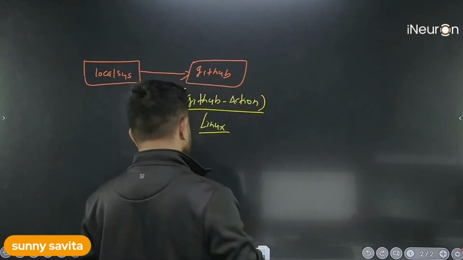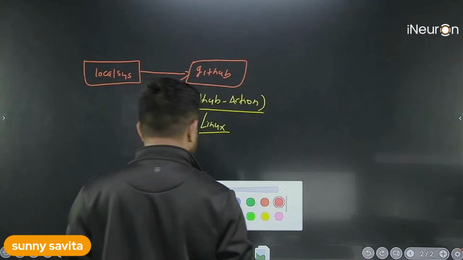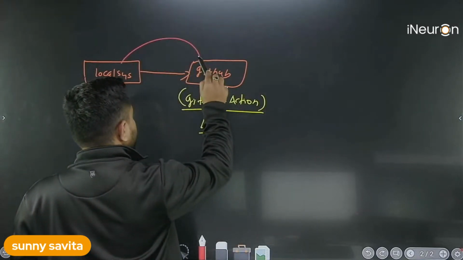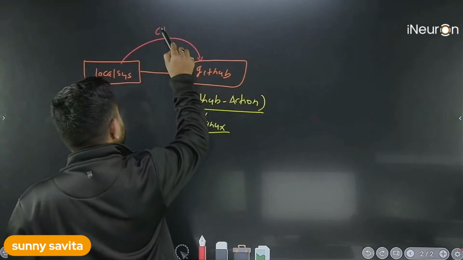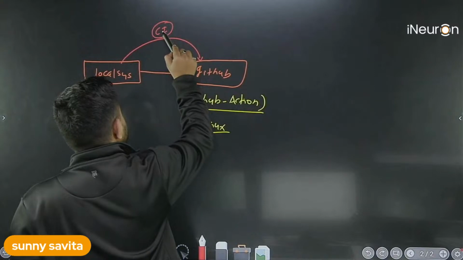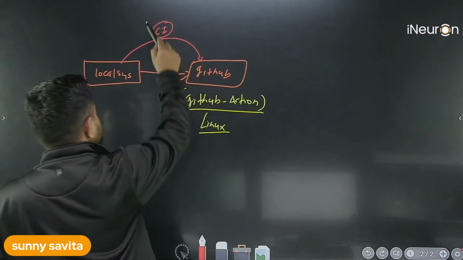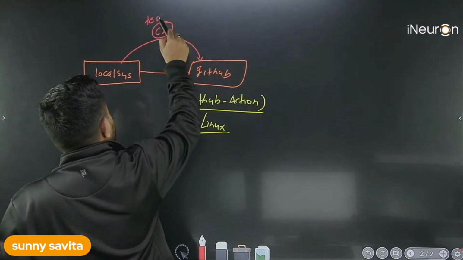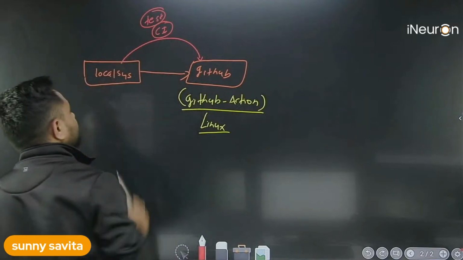While I'm pushing the code, this stage is called continuous integration. At this time I can write multiple test cases and execute them: unit test cases, integration test cases, and so on.